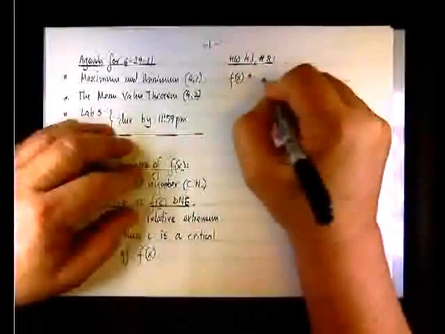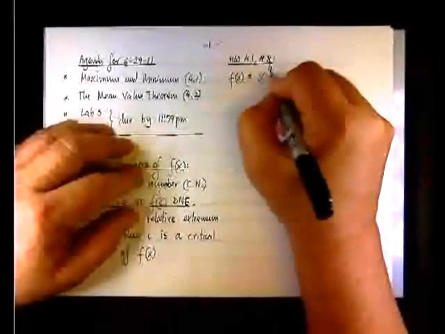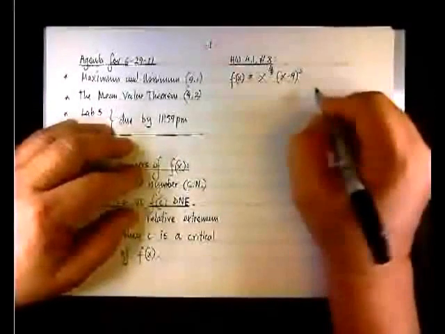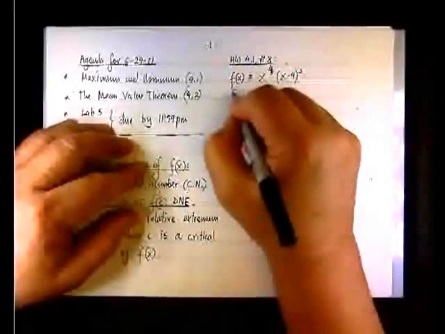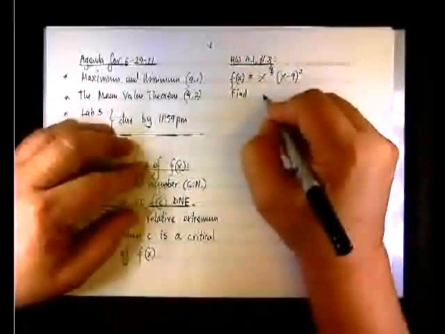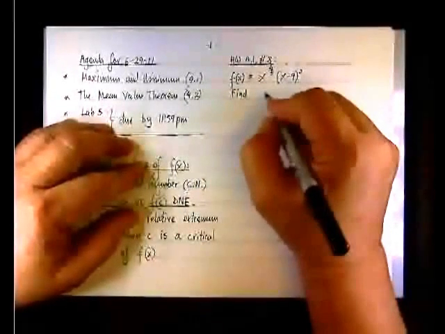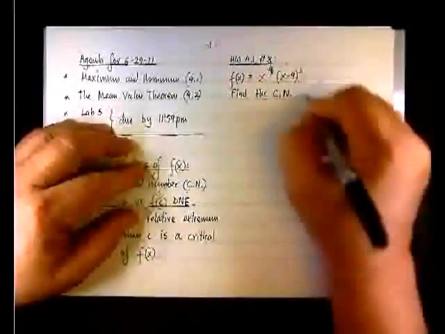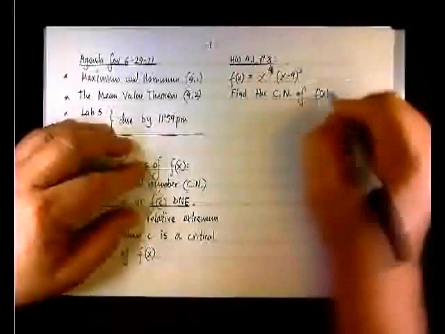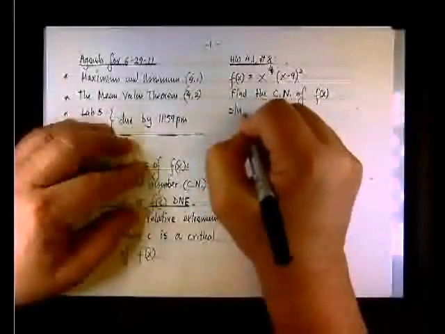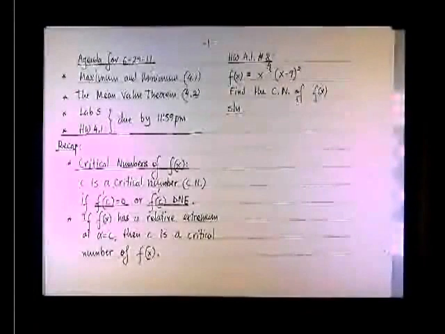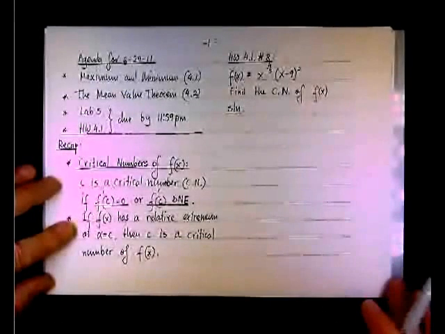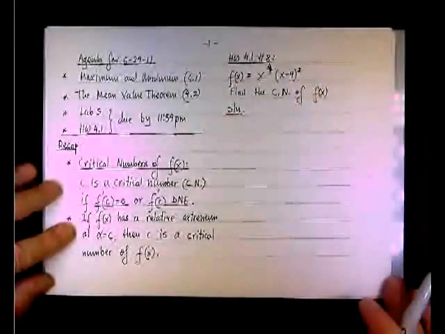So f of x is this weird-looking function, 4 over 5, x to the power 4 over 5 times x minus 9 squared. And what we are required to do is find the critical numbers. So I'm looking at the definition of the critical numbers, and I see that the derivative is to equal 0 or the derivative does not exist.